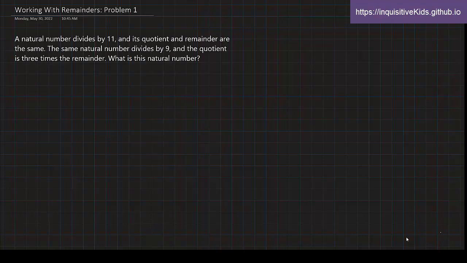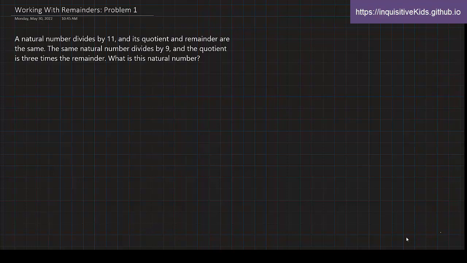Problem 1. A natural number, which is 1, 2, 3, 4, so like numbers that come naturally to you, whole numbers starting from 1 and up. The natural number divides by 11, and its quotient and remainder are the same. The same natural number then divides by 9, and the quotient is 3 times the remainder. So what is this natural number?